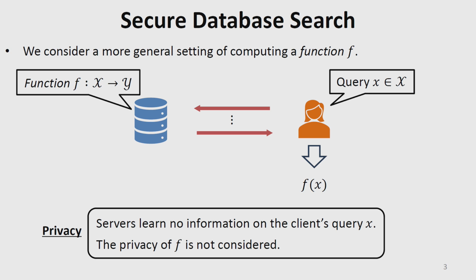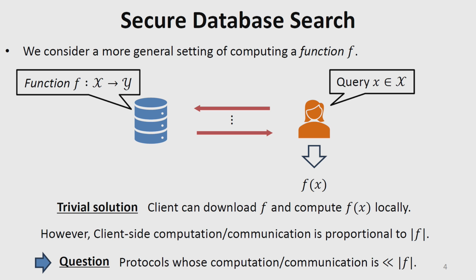So in this study, we consider a more general setting where servers have a function f, and a client has an input to f. So the goal is that the client obtains f of x without revealing information on his input x. This is a generalization of PIR, because if we set f as the function that takes an index as input and outputs the data item corresponding to the index, then this is equivalent to PIR. So this generalization allows us to consider more advanced queries, such as keyword search.